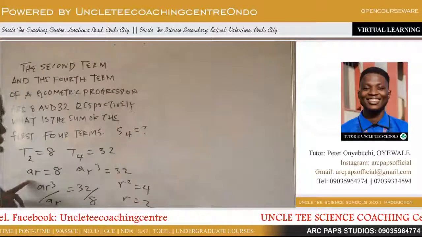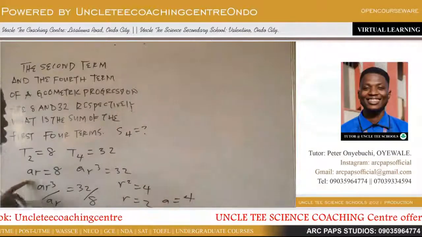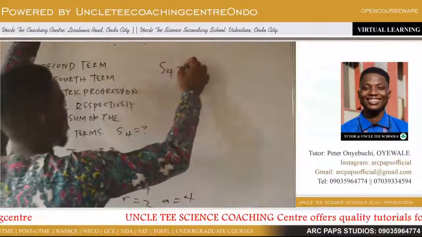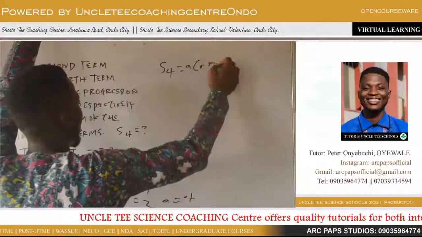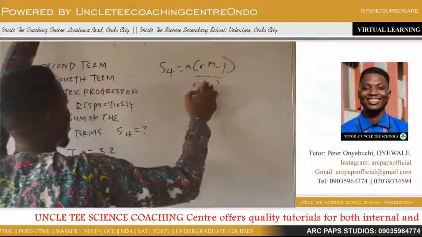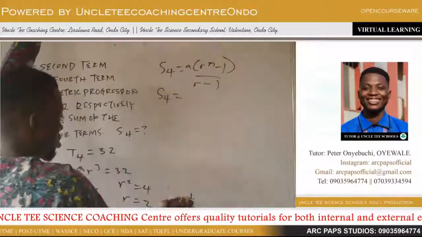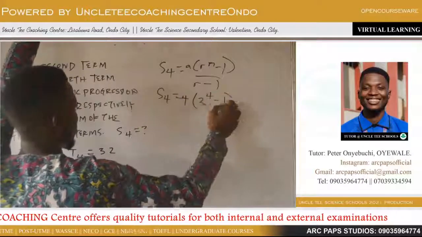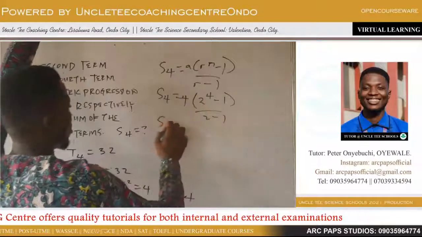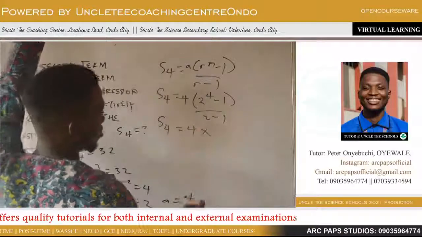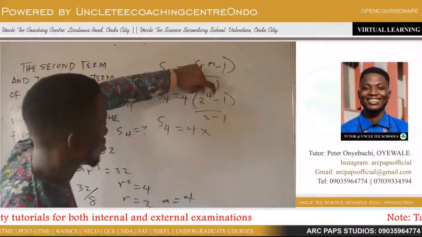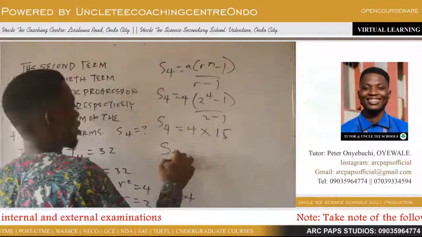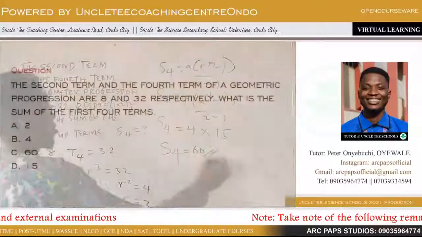So the sum of the first 4 terms. Now we can also find our A, which will be 4 when you substitute in equation 1. So the sum of the first 4 terms will give us A times R raised to power n minus 1 over R minus 1, since R is greater than 1. So our A is 4 times 2 raised to power 4 minus 1, over 2 minus 1. So 4 times 2 raised to power 4, that's 16 minus 1, 15. So 4 times 15 will give us 60.